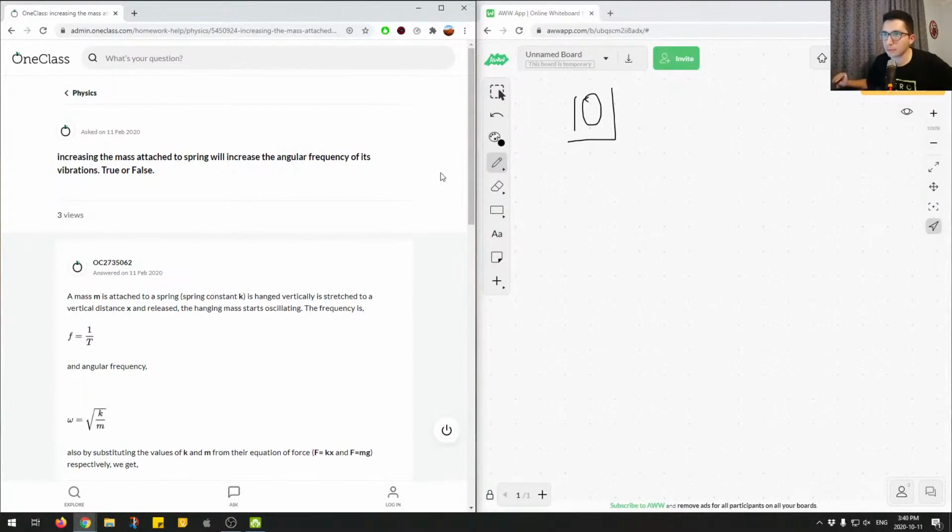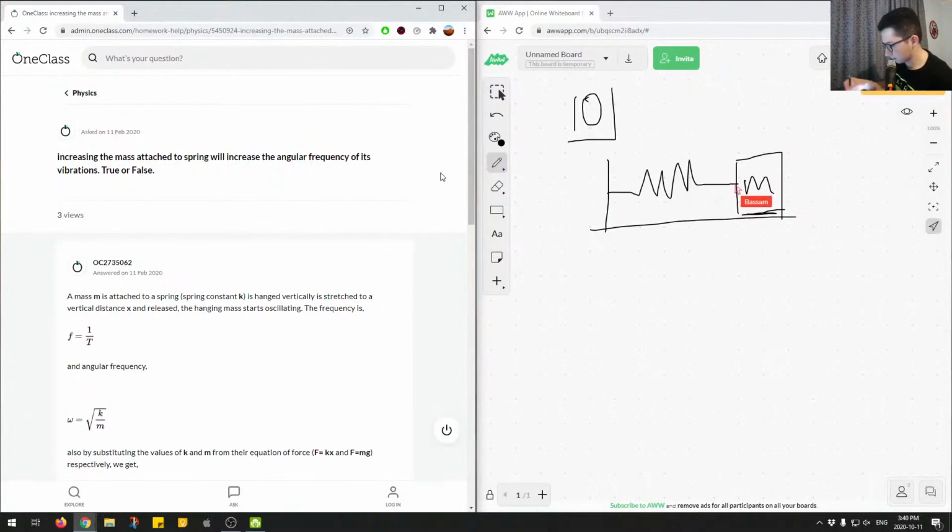So here we're asked, increasing the mass attached to a spring will increase the angular frequency of its vibration. So we have some mass, so there's a wall, and we have a mass over here, and it's attached by some spring like so. And we're wondering what happens when we increase mass. If we increase mass, what will be the effect on the angular frequency? So what happens to angular frequency? Put a question mark. Let's go through with the junior tutor answers.